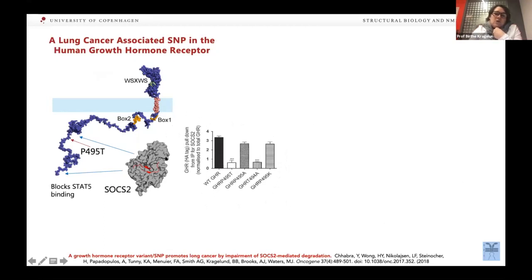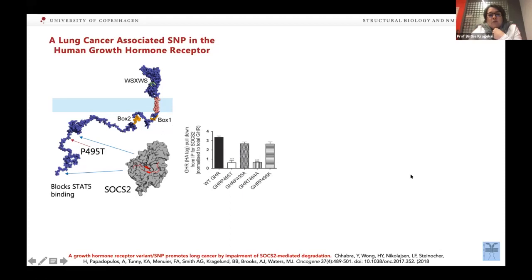So they did some co-IP with the growth hormone receptor and SOX2. You can see the wild type here, with SOX2 coming down. When we do the mutation, SOX2 is not coming down. We can do an alanine, it's fine. We can mutate the neighboring residue to an alanine, it's not so fine. And we can put in a lysine. So there seems to be some difference in the responsivity to the different mutations.